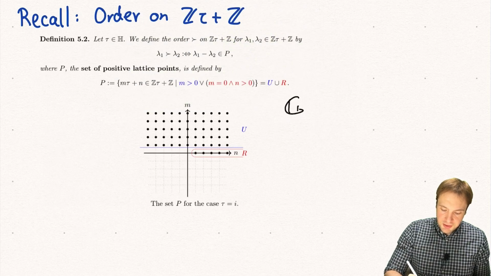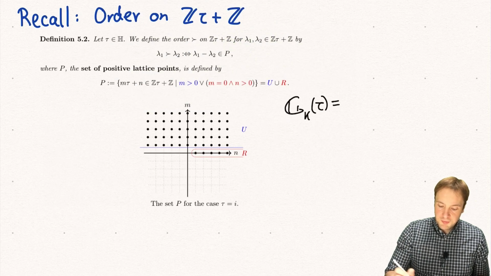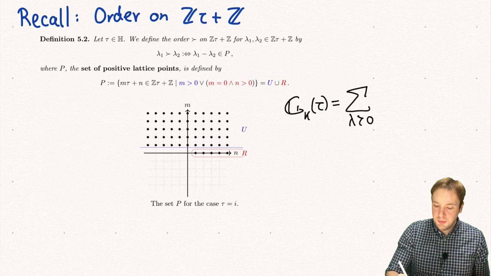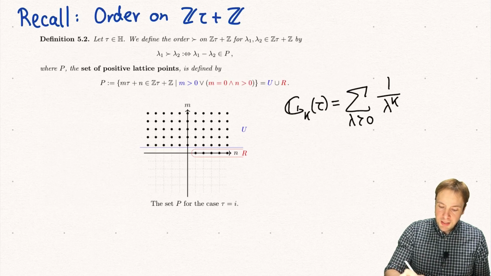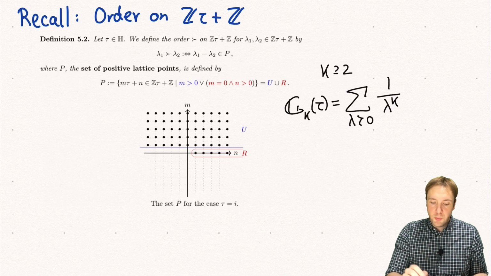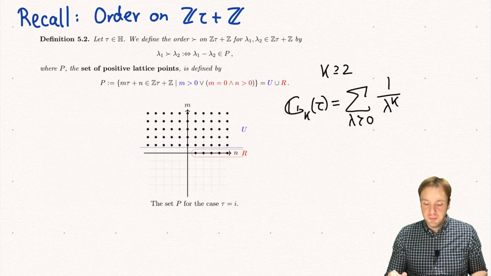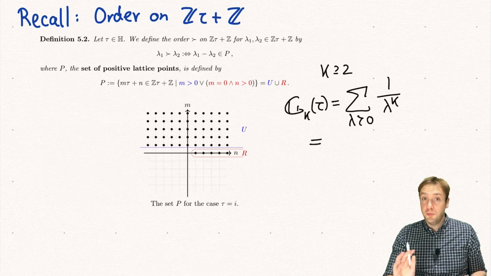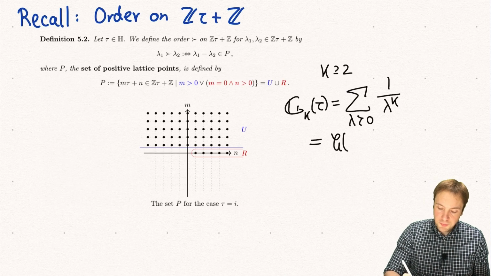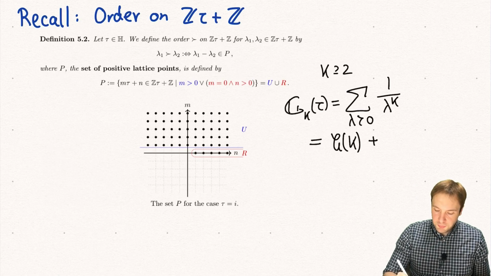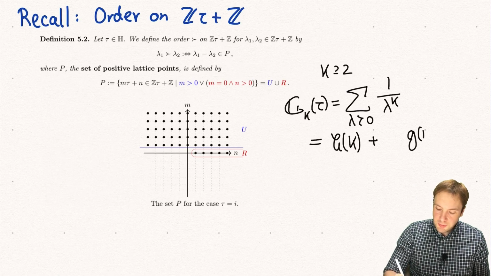And with this, we then saw that the classical Eisenstein series, G_k, were then given by the sum over all positive lattice points. And this made sense for all k greater or equal to 2, where in the case when k is 2, we need to use this Eisenstein summation. And then we saw that these, for all k, also for odd k, had a Fourier expansion, where the constant term was given by zeta(k), and then the rest was given by our q-series g up to some power of 2 pi i.